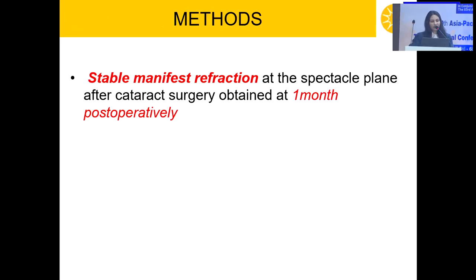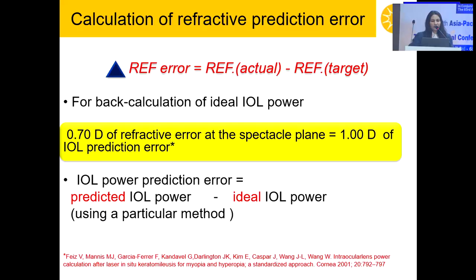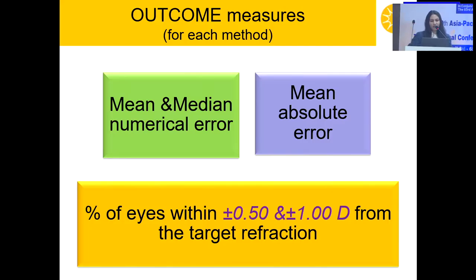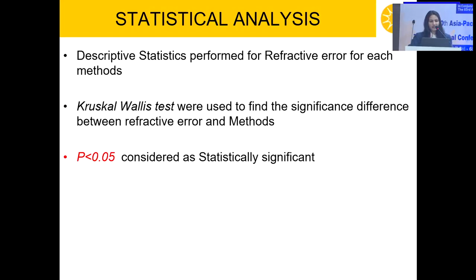Stable manifest refraction at the spectacle plane after surgery was obtained at 1 month postoperatively. Calculation of refractive prediction error was taken into consideration with 0.7 diopter of refractive error at spectacle plane causing 1 diopter of IOL prediction error. Main outcome measures for each method were mean and median numerical error, mean absolute error, and percentage of eyes within 0.5 and 1 diopter from the target refraction. Statistical analysis was done using Kruskal-Wallis test.